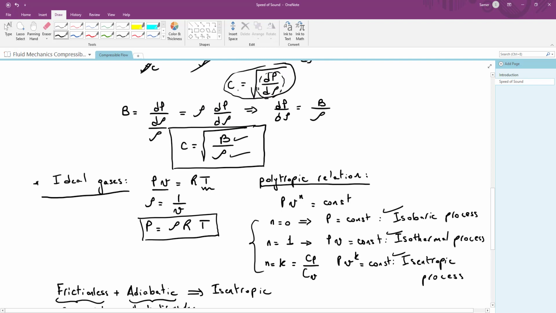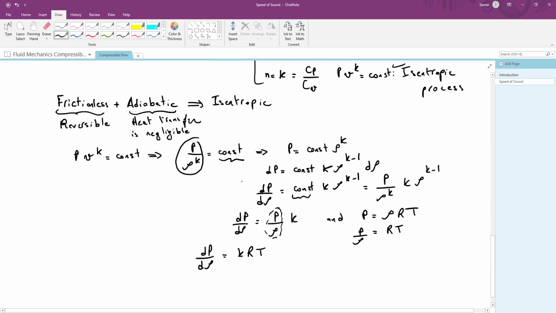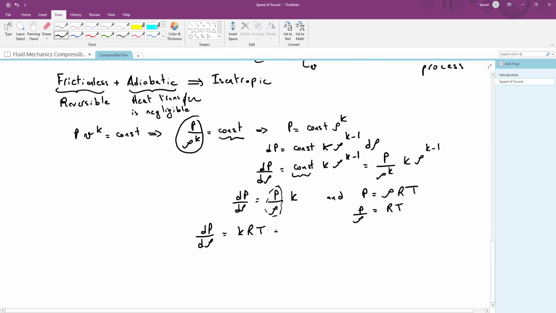So the speed of sound is simply the square root of dP over d rho. This means that dP over d rho is simply c squared. So the speed of sound in ideal gas will be equal to the square root of kRT. This is our expression for the speed of sound in ideal gases, and we can use it to calculate the speed of sound c. You can notice here that the speed of sound is proportional to the square root of the temperature.